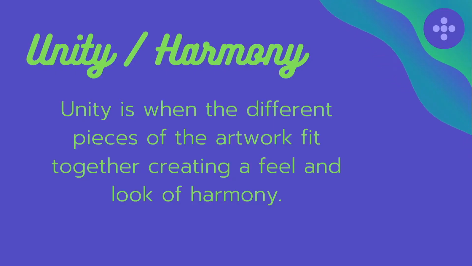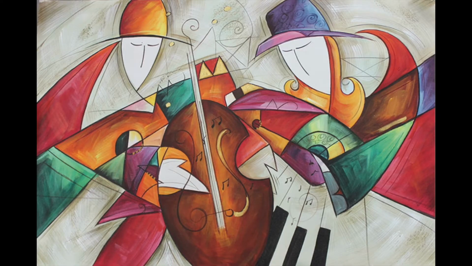Unity or harmony. Unity is when the different pieces of artwork fit together, creating a feel and a look of harmony. So unity is the use of various art elements like shape, form, line, texture, variety, and value. When they are put together, they create a unified or a harmonious picture. Unity therefore refers to the wholeness or the oneness that is achieved in the picture by using all these different elements.